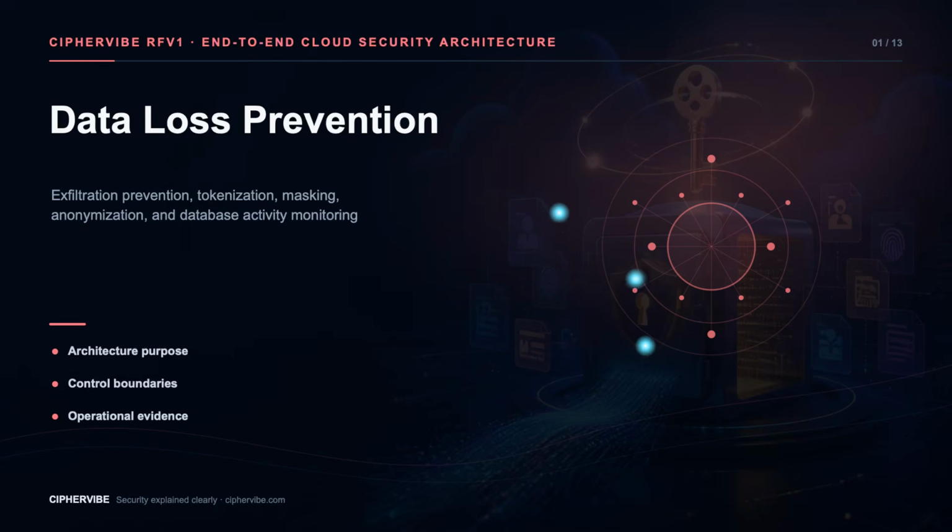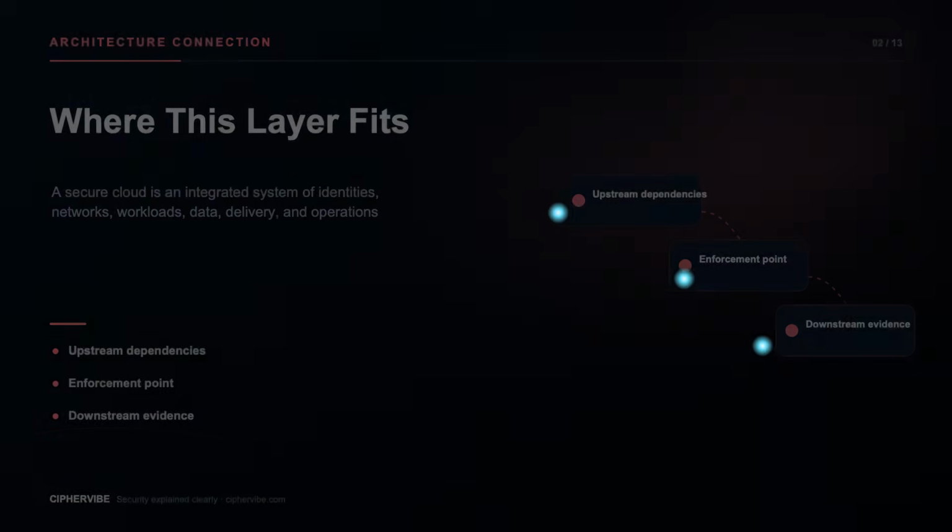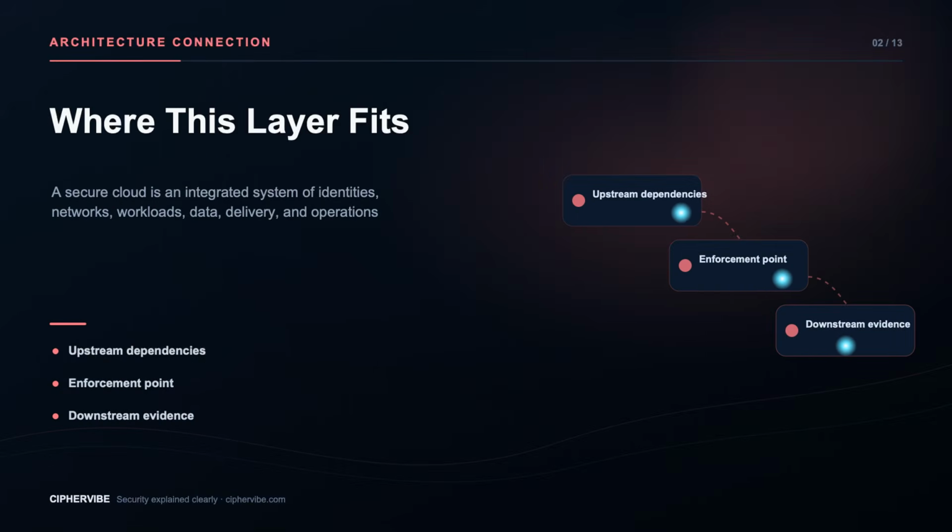Data loss prevention reduces the chance that sensitive information is copied, exposed, or moved outside approved boundaries. It works best when classification, access control, network controls, and business workflows already provide usable context. We will connect its purpose, design boundaries, implementation path, failure modes, and evidence of effectiveness. Every cloud security layer relies on the ones around it.